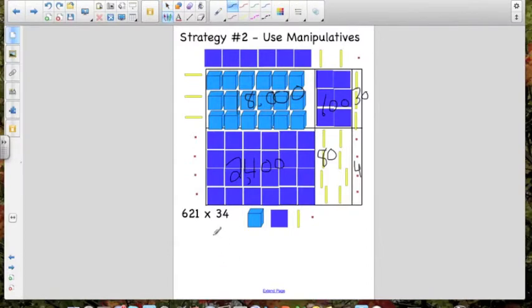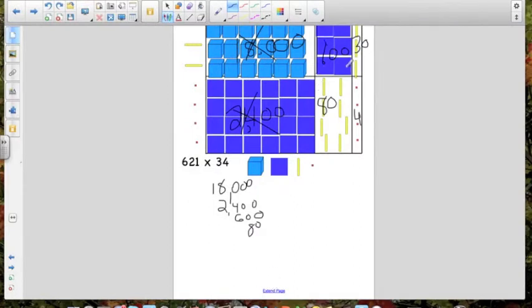Let's see. 18,000, 1, 2, 3 zeros, 2,400. Cross them off to make sure we've done them. 600, 80, cross those off. We don't want to forget any, but we also don't want to do any twice. 30 and 4. If I were doing this on a grid, it would be much neater.